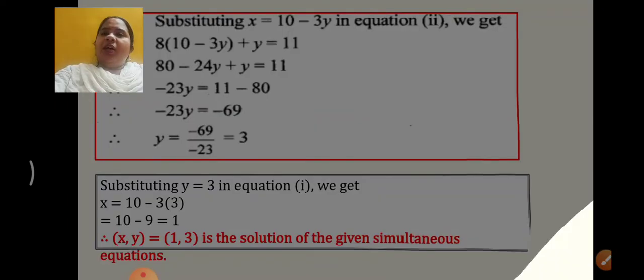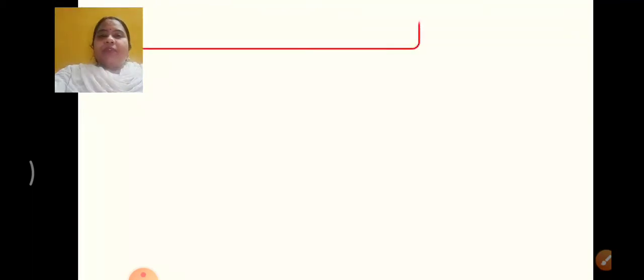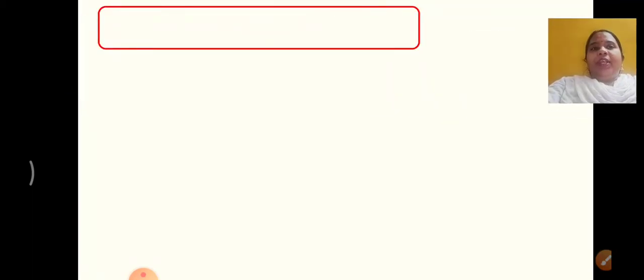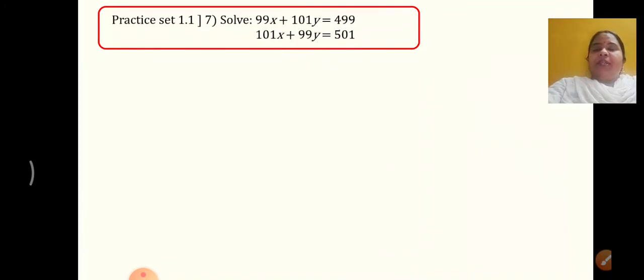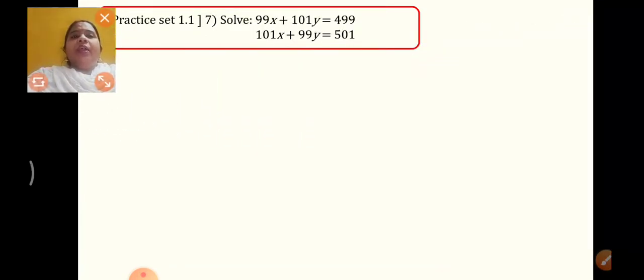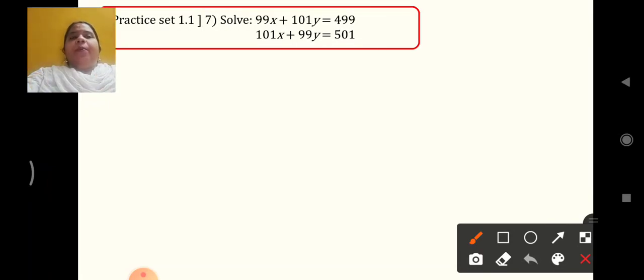We move on to the next question. The next question is an important type. Why? Because this type of sums, if it is asked in exam, it can be asked for 3 or 4 marks. Just have a look at this. It is 99x plus 101y is equal to 499. 101x plus 99y is equal to 501. Right?